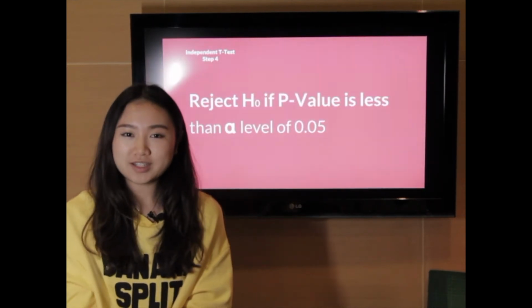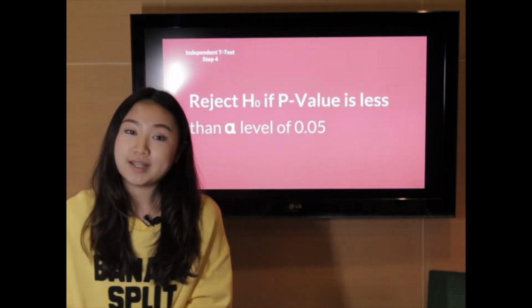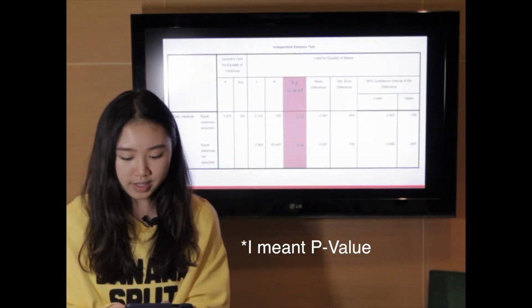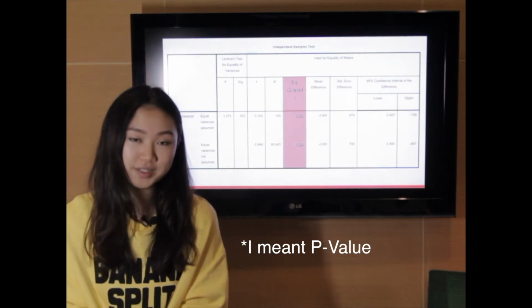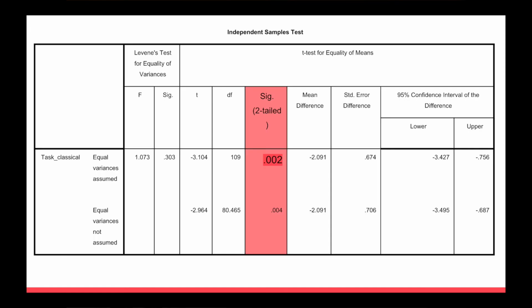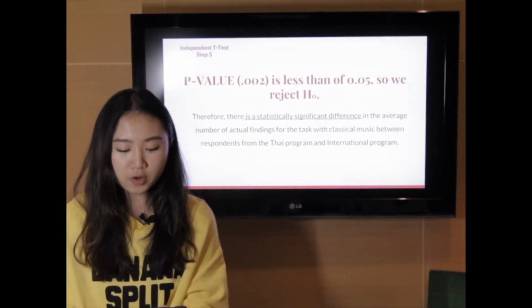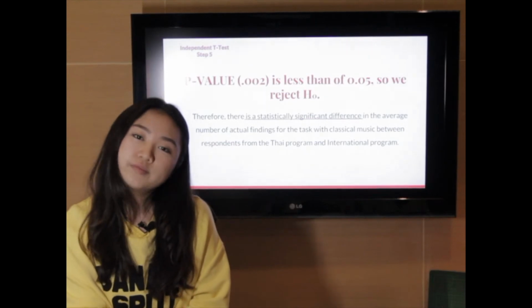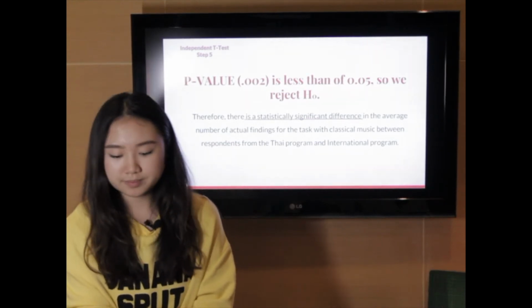Again, we're going to reject our H0 when the p-value is less than 0.05. Our significance level here is 0.002, and it is less than 0.05, so we reject H0. Therefore, there is a statistically significant difference in the average number of actual findings for the task with classical music and students from Thai and international program.